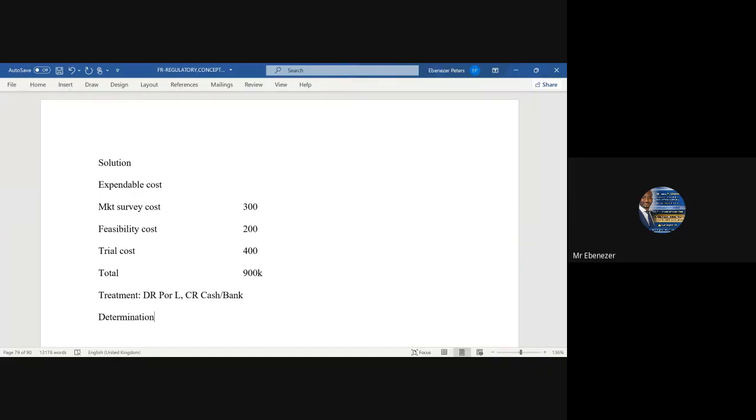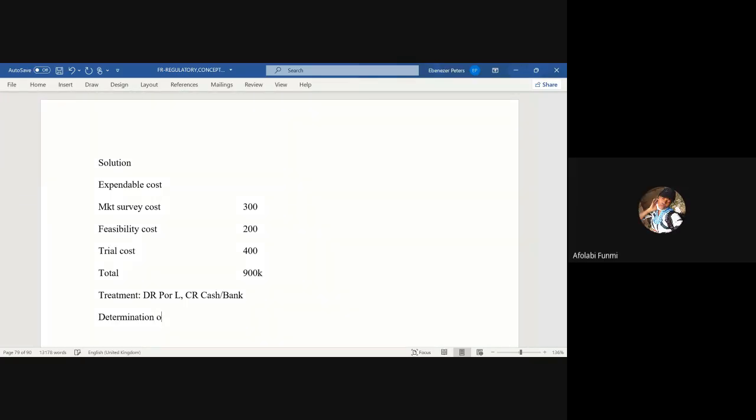The cost of final testing before you launch should be capitalized, as part of the cost of the product. Do you understand it now? Are we sitting together? Is it clear now?